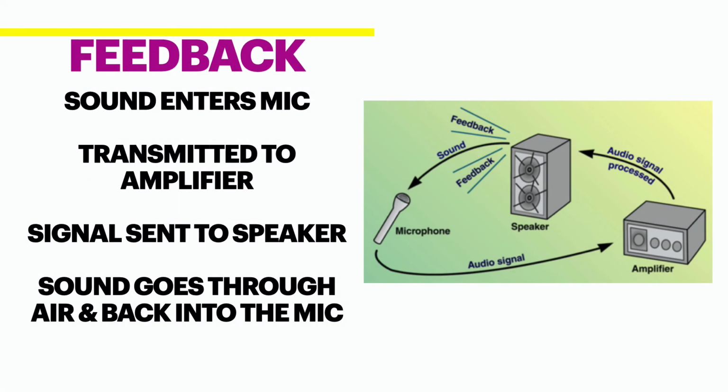Now, directional mics are very important when recording music. If the performer uses an omnidirectional mic and steps in front of the band's speakers, a high-pitched squeal is emitted. That squeal is called feedback, which is that sound that we just heard that we hate to hear. So how does it occur? Sound enters the microphone. Then it's transmitted to the amplifier. That signal is sent to the speaker, and then that sound goes through the air and back into the mic, which creates that feedback sound.